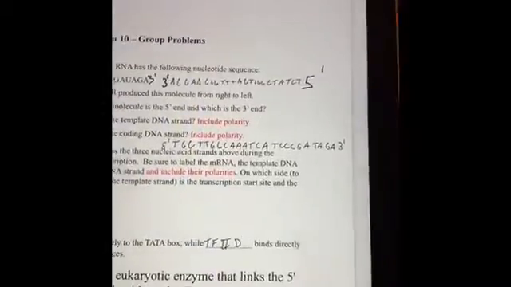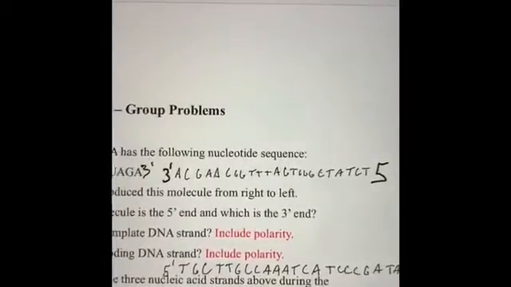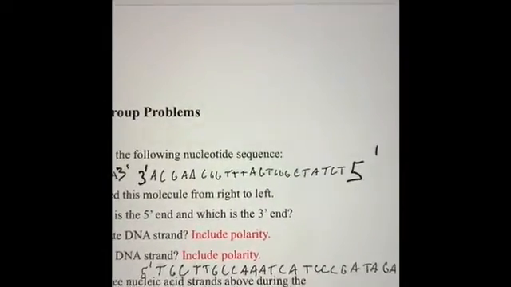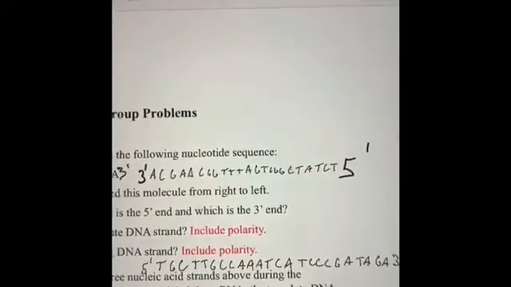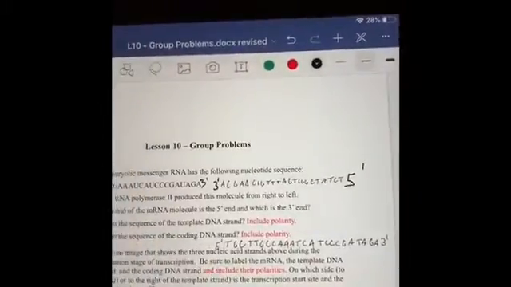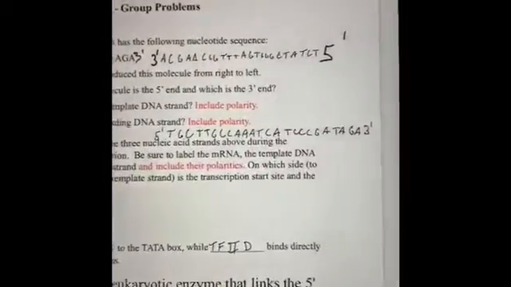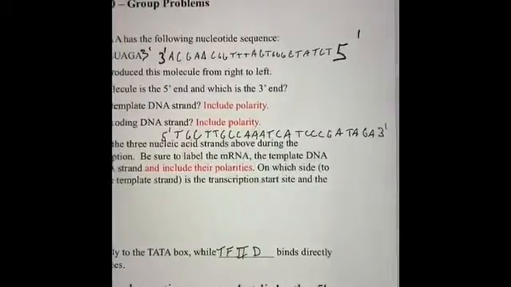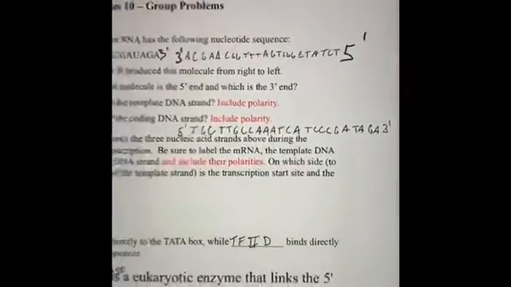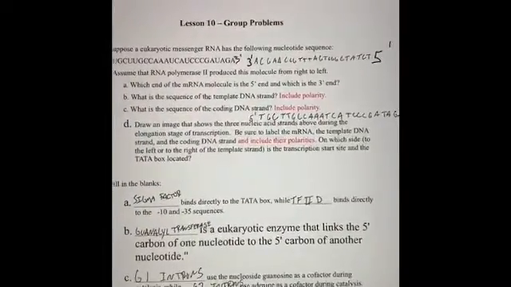So the template DNA strand is going to be the pairs of that RNA molecule in DNA, which right here we have ACG, AA, CGG, TTT, AGT, GGG, CTA, TCT. And then C, what is the sequence of the coding DNA strand? Include polarity. So that one will match the RNA with the 5' on the left and the 3' on the right. And it's exactly the same as the RNA molecule, except the U's are replaced with T's. Keep that in mind.